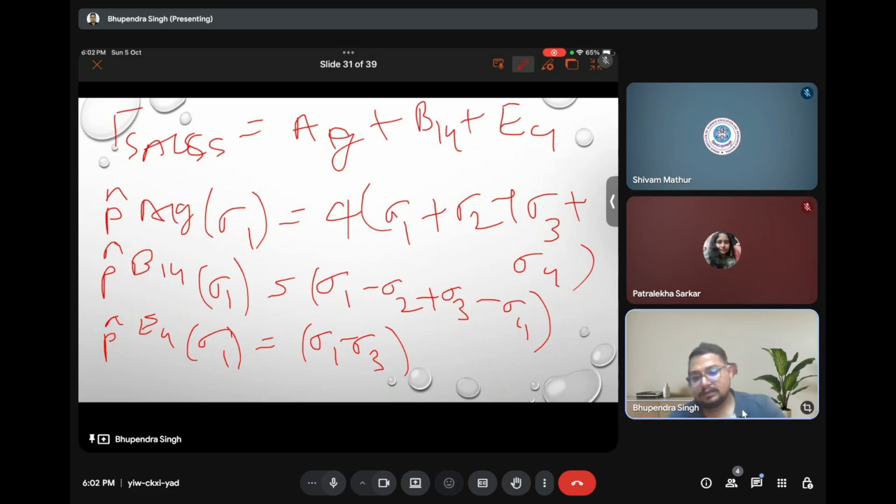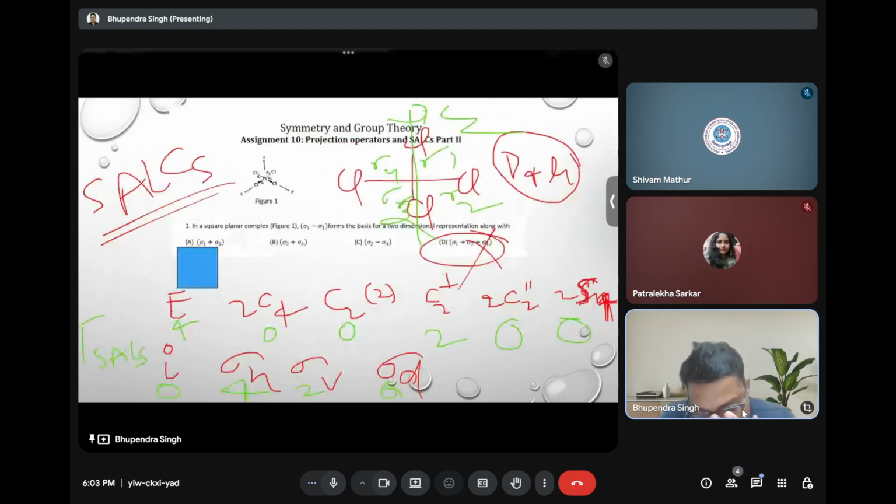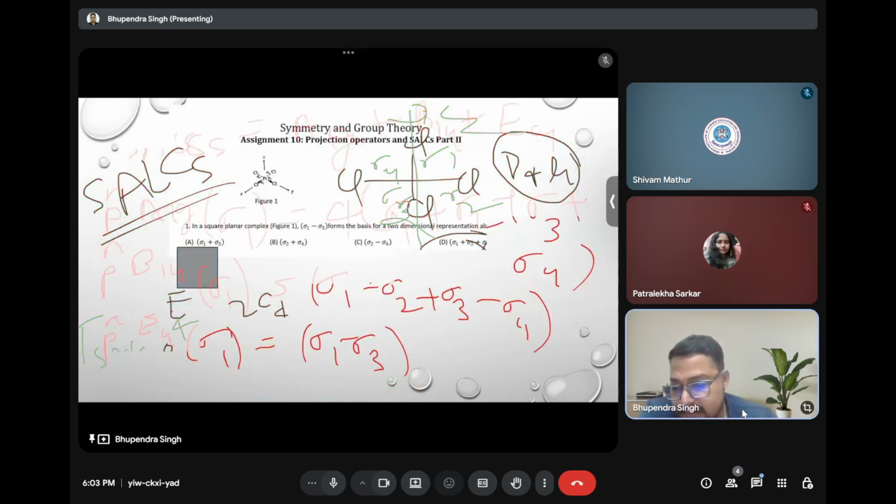So basically an irreducible representation has 3 symmetry species, and we applied the projection operator of all these 3 species on sigma 1. Why do we apply on sigma 1? Because all of them are degenerate, I mean, the bonds are equivalent, so there is no problem. We can apply to sigma 2, sigma 3, or sigma 4. You'll get the same answer anyway.